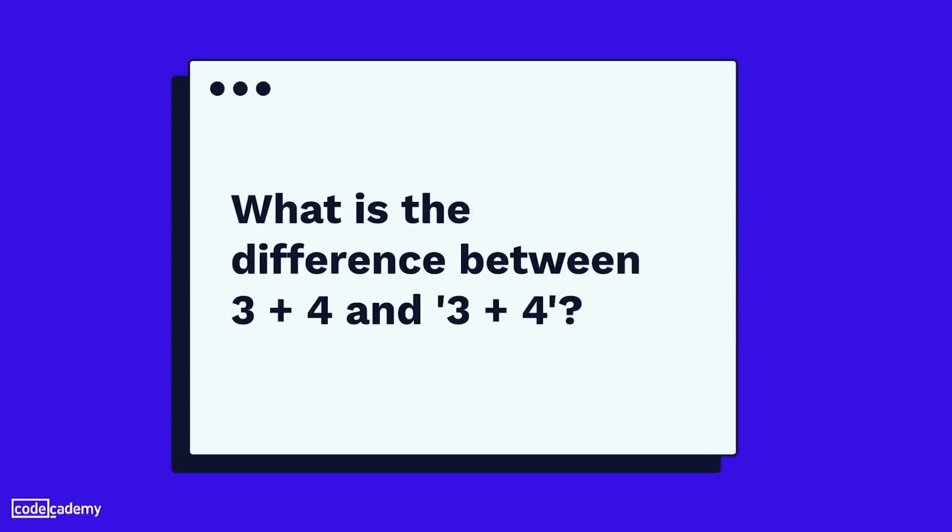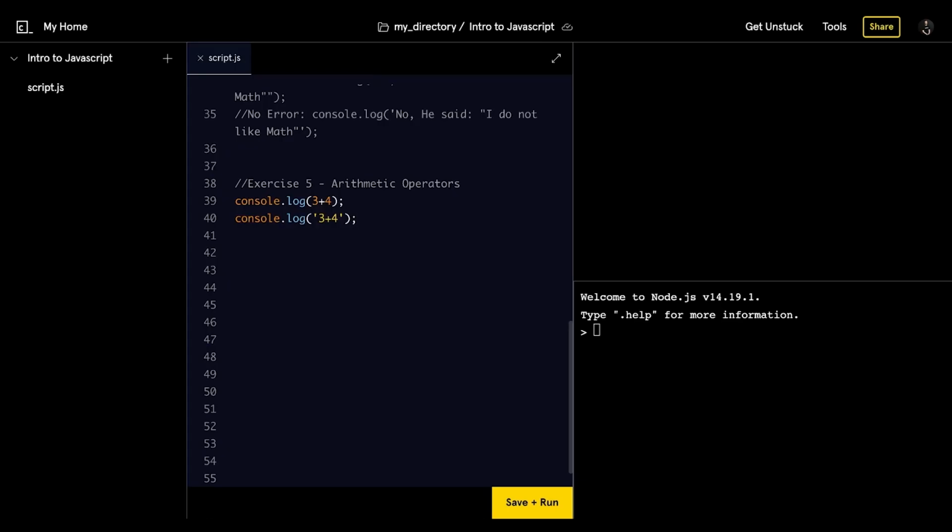A commonly asked question by the Codecademy community is, what is the difference between 3 plus 4 and the string 3 plus 4? Let's switch over to our workspace to take a look. All right, we're back in the workspace. Notice that I've added a comment here for exercise 5 for arithmetic operators. I've also added 2 console.logs for the things that we're going to talk about.